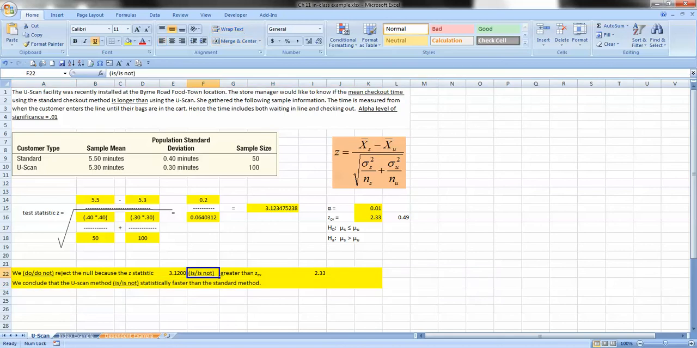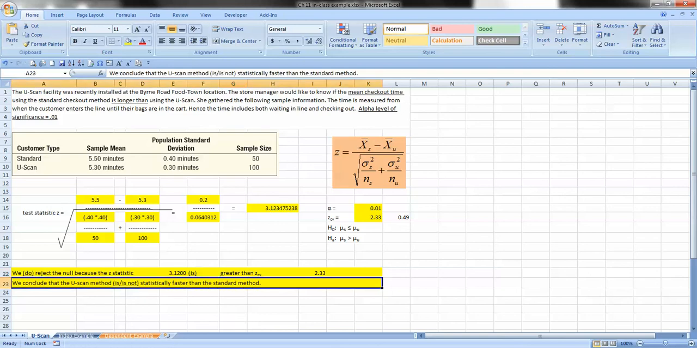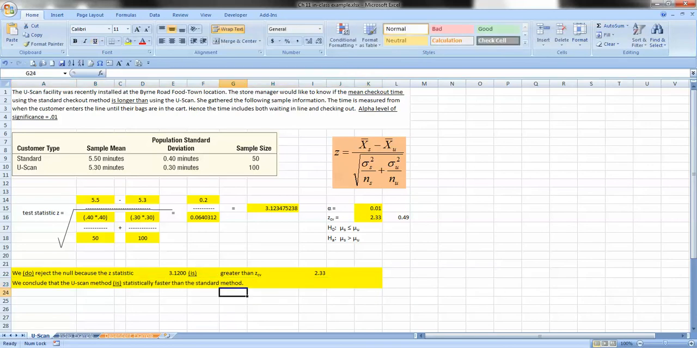we can go in here then and we can say we do reject the null hypothesis because the z statistic 3.12 is greater than the critical value of 2.33. We conclude that the UScan method is statistically faster than the standard method.